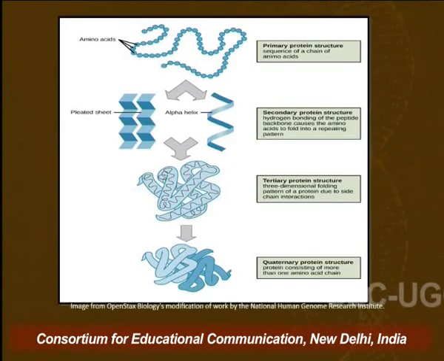Now this is a diagram which shows the hierarchy of all these protein arrangements: the primary structure from the linear polypeptide chain, then the secondary structure which shows the alpha helix and the beta pleated sheets, then the tertiary structure, and finally the quaternary structure, which is formed with the help of the various subunits.